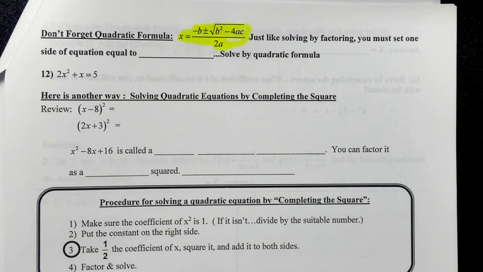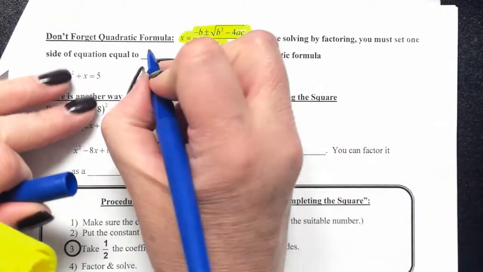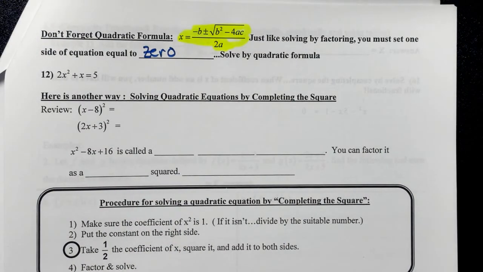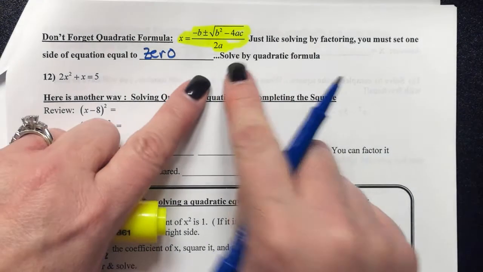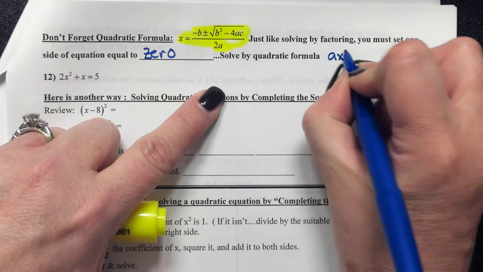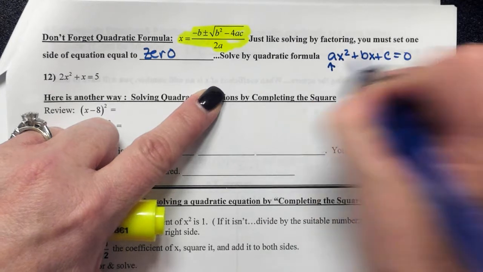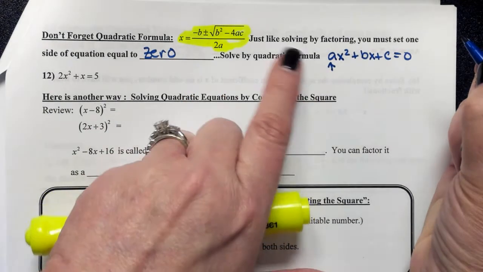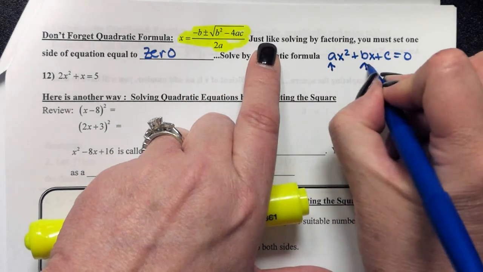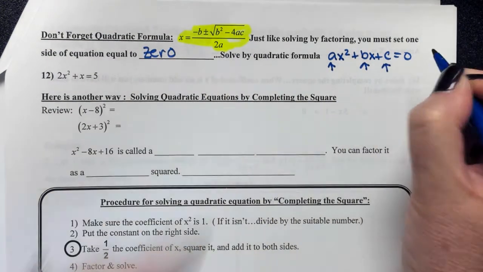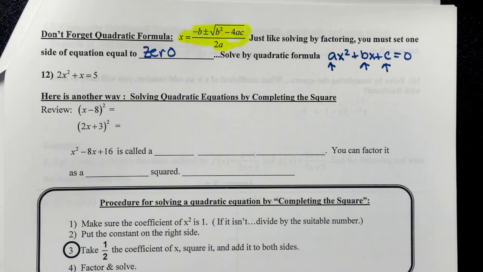Just like factoring, before you can use the quadratic formula, you have to set one side equal to 0. Again, when you're looking at a quadratic equation, you want ax squared plus bx plus c equals 0. A is the number in front of x squared that you plug into the formula. B is the number in front of x that you'd plug into the formula, and c is just your constant. So that's where the a, b, and c values come from.